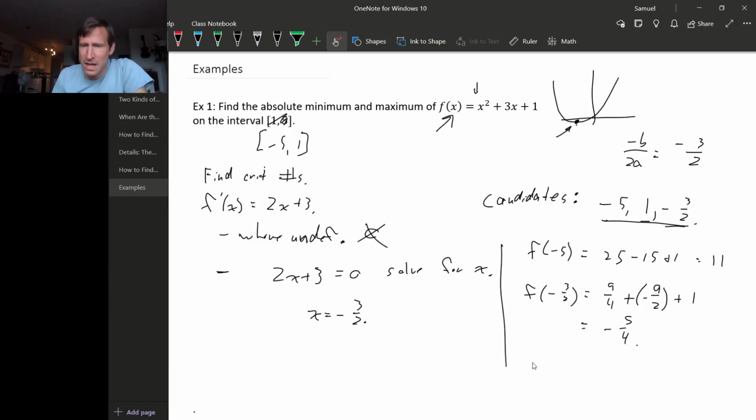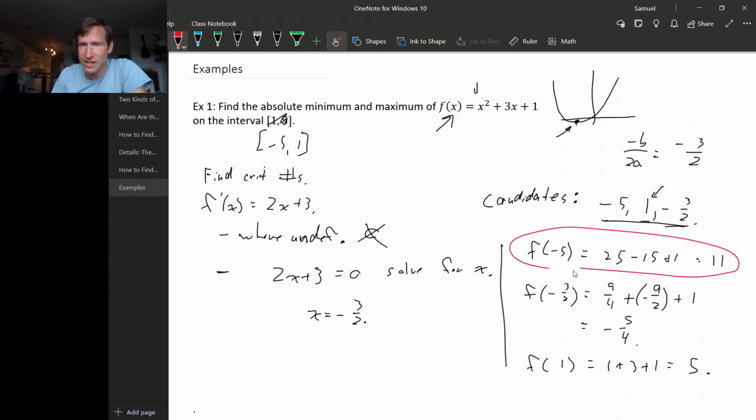Okay. And finally, we need to check f of 1, which is 1 plus 3 plus 1. That one's easy. Okay. So now we just look for the largest and smallest output. So here's our largest output.